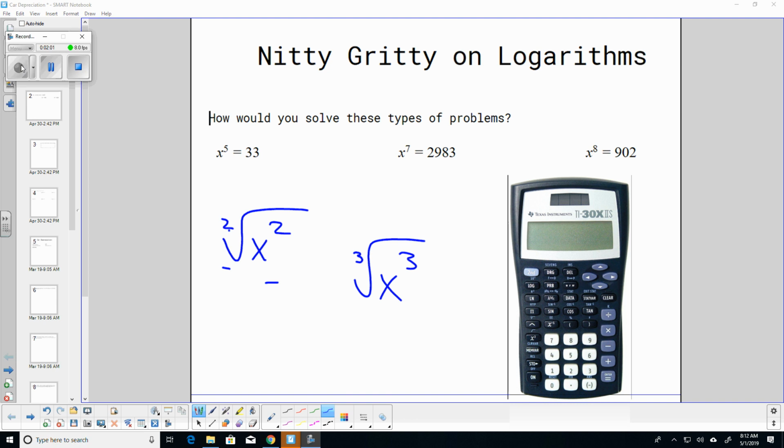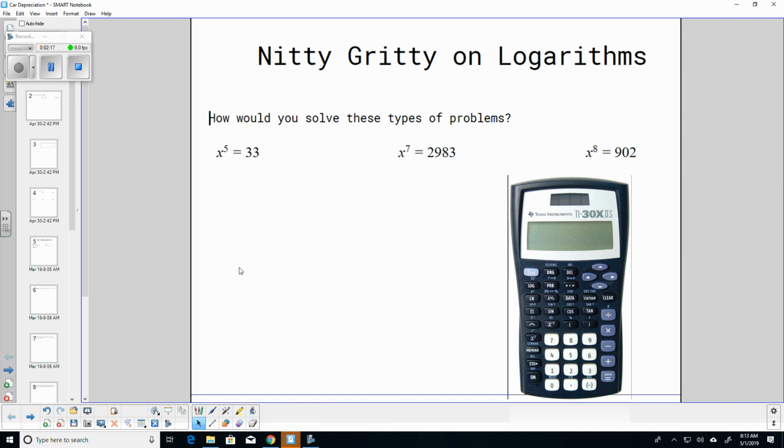Okay, so you undo a square by a square root, you undo a cube by a cube root, you undo something to the fifth power by a fifth root. Exactly. So it's not that hard. That's how you undo things. So let's think about this problem we have in front of us. We've got x to the fifth equals 33. So if you want to undo x to the fifth, we are going to fifth root both sides.